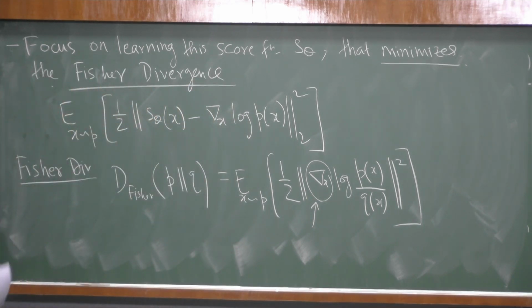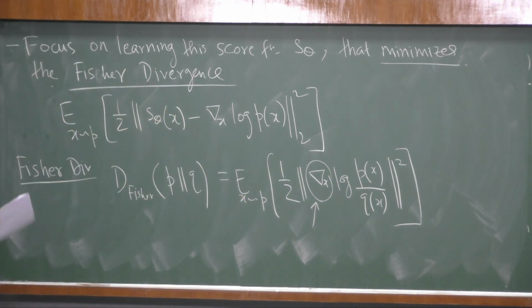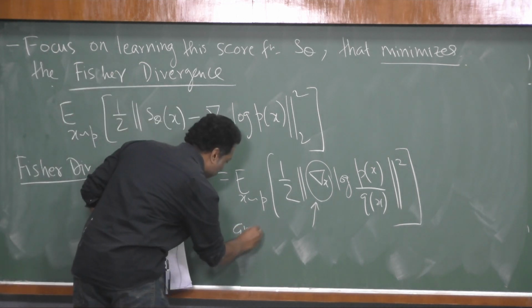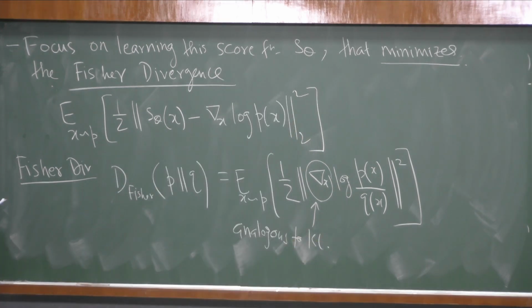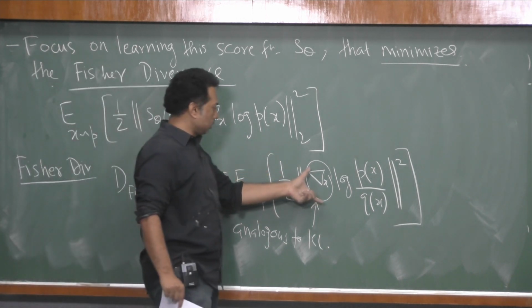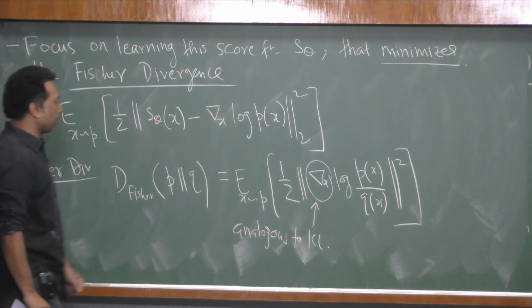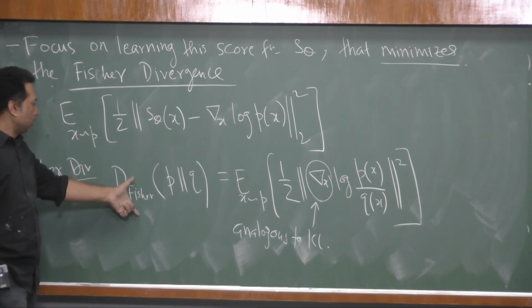KL was log p by q, expectation over p. But Fisher is like we have this additional term there. So this is analogous to KL. Since we are looking into the gradients of the log densities, that's why we now would prefer to use Fisher, because Fisher indeed deals with the gradient.